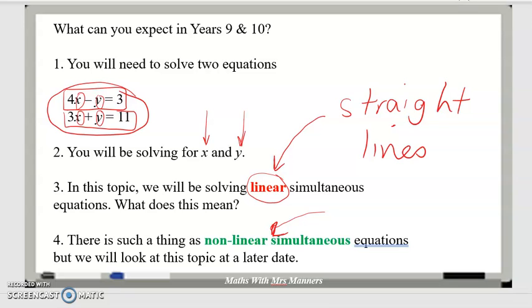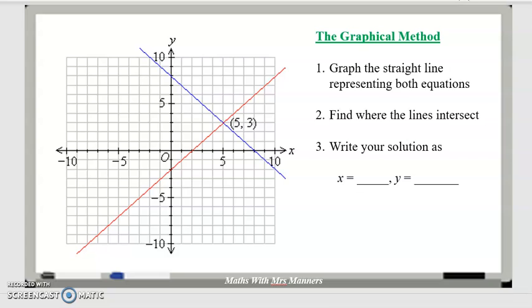So how will I find the solution to these linear equations? Especially think about, how can I find the solution to these linear equations if I know that they both represent straight lines? How can I find an x and a y that will satisfy both those lines? I'm hoping some of you are already thinking, well, let's draw a picture of those lines, because that's exactly one method you can use. It is called the graphical method. Okay? And the graphical method basically gets you to graph the straight lines represented by both equations, and you're going to find where those lines intersect.